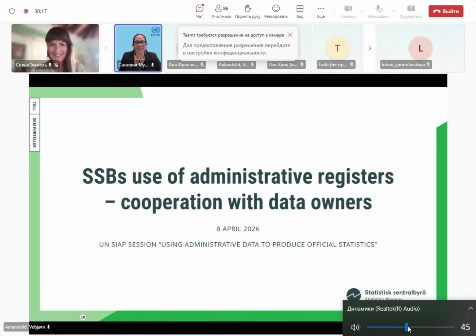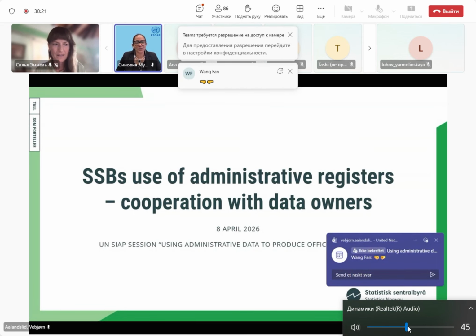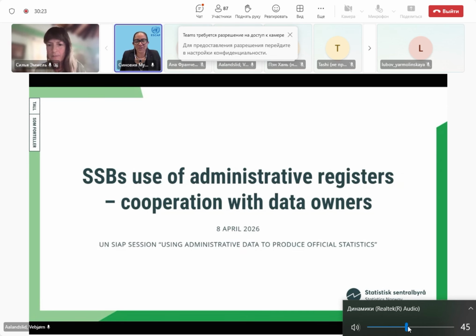Excellent. Thank you so much for that, Celia. Let me just do a quick introduction of Vebjørn as he's loading his slides. Mr. Vebjørn Alansid is a Senior Advisor in Statistics Norway's Division for Development Cooperation. He holds an MA in Politics from the University of Warwick, United Kingdom. He has held different positions in Statistics Norway from 2000 up until today, working with population, migration, and refugee statistics.